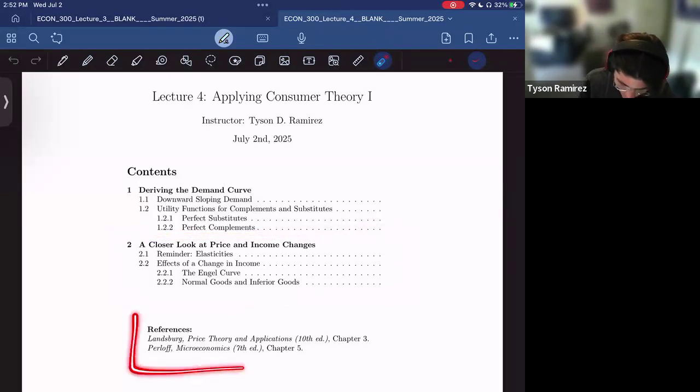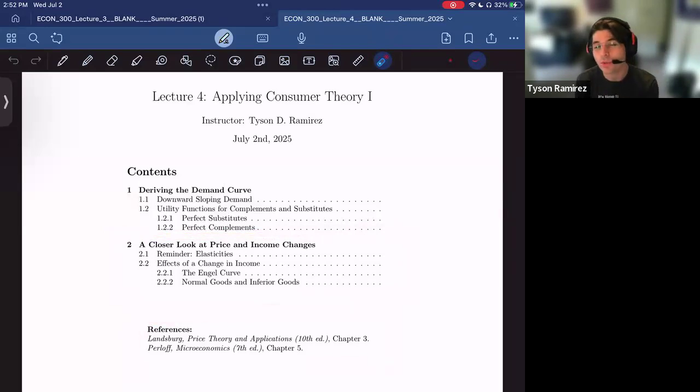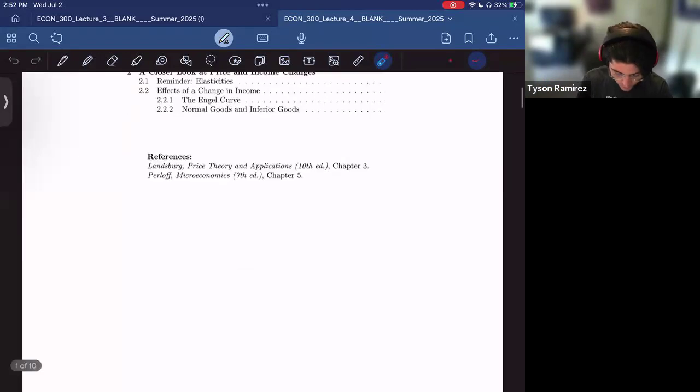I will be using a mix of the Landsburg and the Perloff book. It's going to be mostly the Perloff book for this one, deviating a little bit from what I have on the syllabus schedule. But everything's going to be self-contained here in my lecture notes. So I think this presentation of the material might work a little bit better given the time constraints for this class. All right. So let's begin with deriving the demand curve.